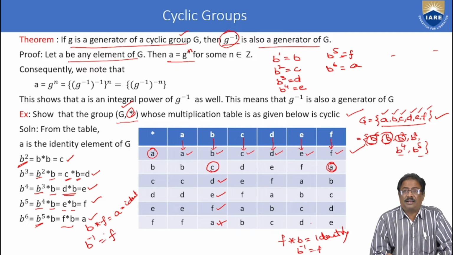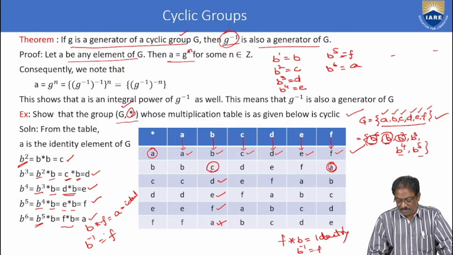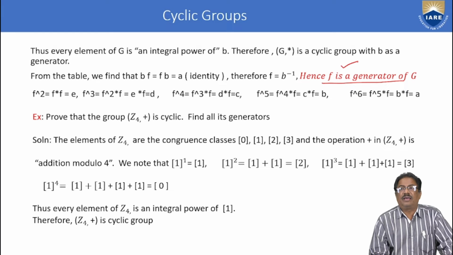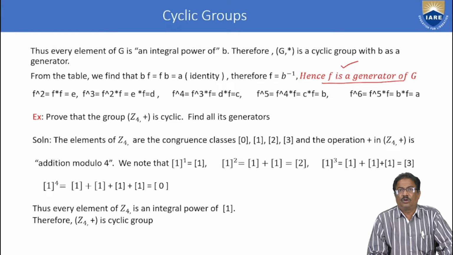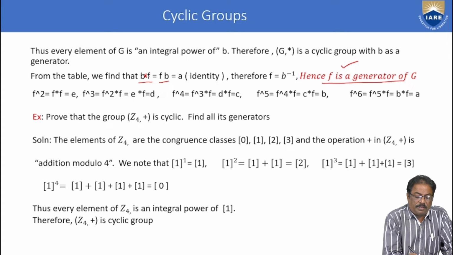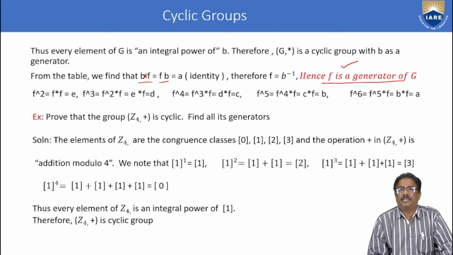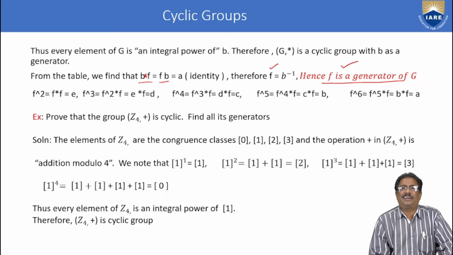So I can say that there is another generator of this cyclic group other than B, that is F. So F is another generator of the group. Here I am just taking B into F, where star is the binary operation. So F into B is the identity, and B inverse is equal to F. Let us verify this.